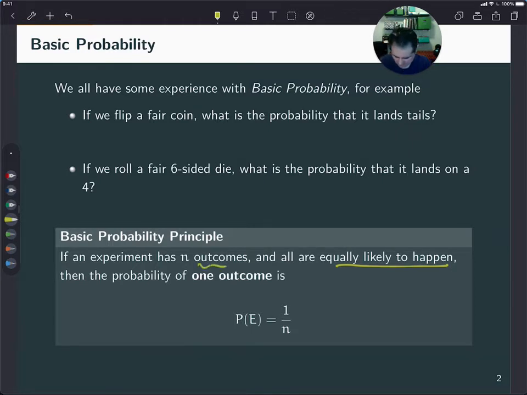What's an outcome? What's an experiment? My first example, flipping a coin, is an experiment. In my second example, rolling a die is an experiment. The outcome, in the first example, is that you get heads or you get tails. In my second example, an outcome is that you can get any number between 1 and 6. So the probability of each of those is 1/n. That's a very basic probability.